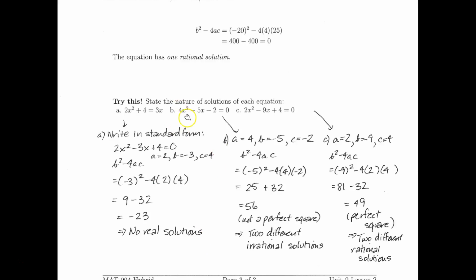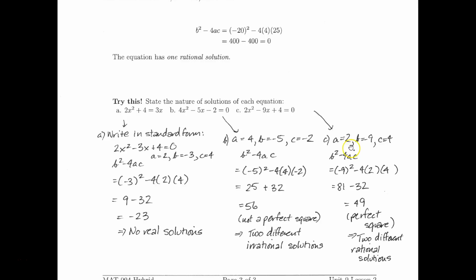In part B, the equation is in standard form, and a is 4, b is negative 5, and c is negative 2. b squared minus 4 times a times c turns out to be 56. 56 is not a perfect square, so we'll have 2 different irrational solutions.